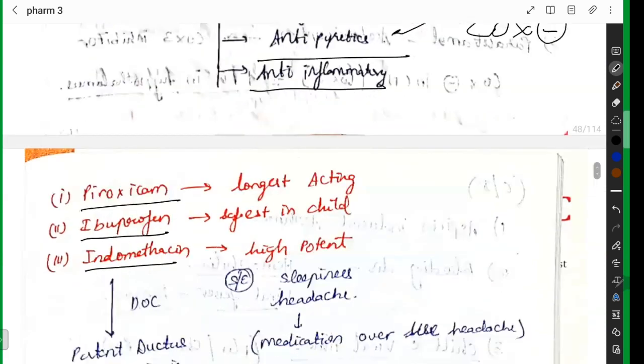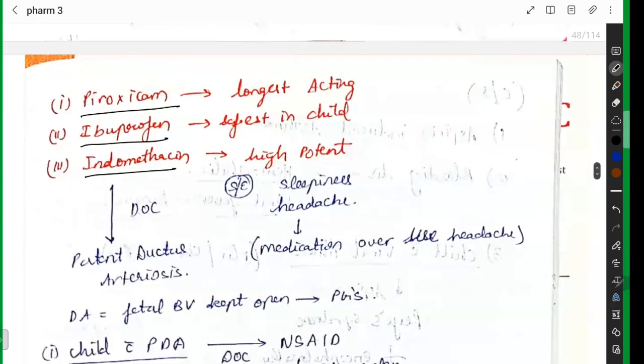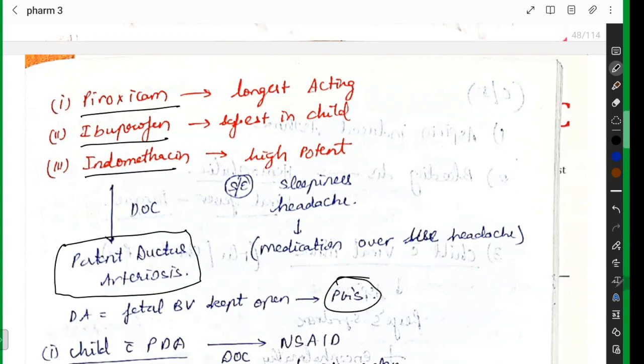Now moving towards the drug of choice. So where do you use indomethacin? You all know something called patent ductus arteriosus. You would have read it in your anatomy, embryology. In PDA, the ductus arteriosus in the fetal blood vessels is kept open by prostaglandin. So indomethacin helps to block the prostaglandin. Remember, this prostaglandin keeps your ductus arteriosus open.